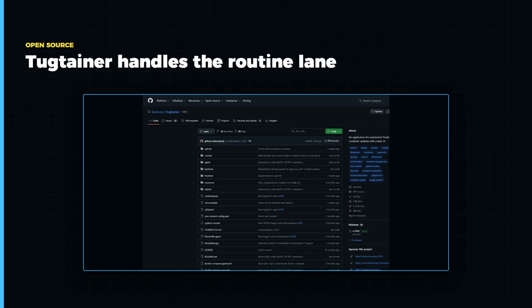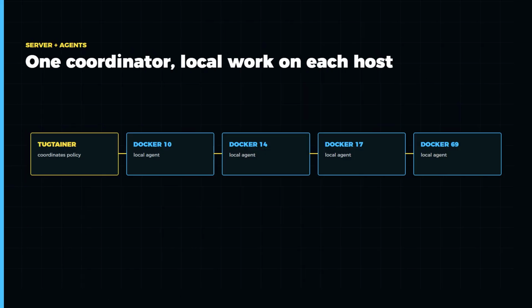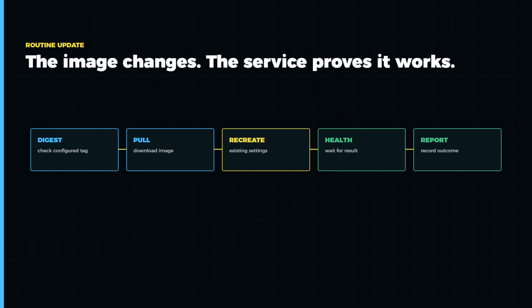Tugtainer is an open-source project that gives me one routine update workflow across the estate. Its public GitHub project shows the server, agent, and front-end pieces. In my setup, the main Tugtainer service coordinates the work, and an agent on each Docker host runs the local Docker work. For each container, it checks the image digest for the tag in my compose configuration. When an approved update is available, it pulls the image, recreates the container with the existing settings, waits for the health result, and reports what happened.